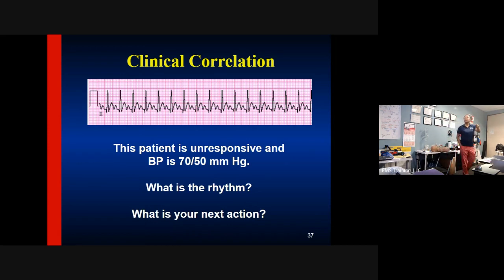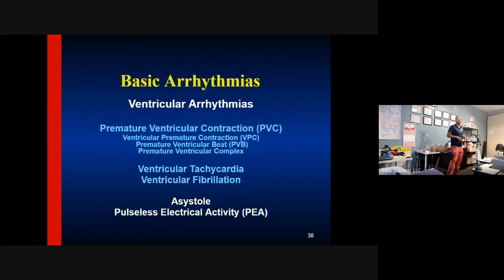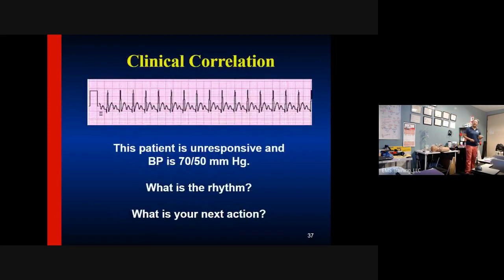All right, and our rhythm here, SVT. Look how fast that's going. So 1, 2, 3, 4, 5, 6, 7, 8, 9, 10, 11, 12, 13, 14, 15. So that's about 150. So it can be sinus tachycardia or borderline SVT. Our action would be to treat and identify the underlying cause of the tachycardia.